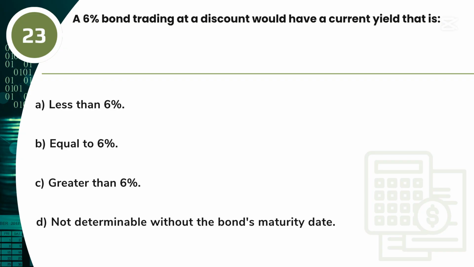Question 23. A 6% bond trading at a discount would have a current yield that is A. Less than 6%. B. Equal to 6%. C. Greater than 6%. D. Not determinable without the bond's maturity date.